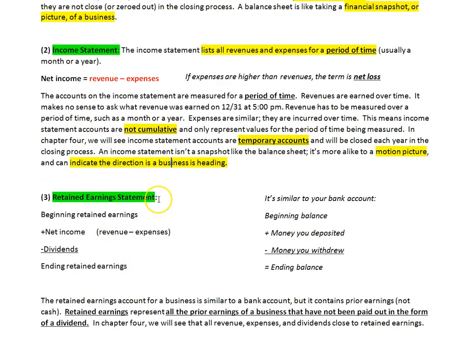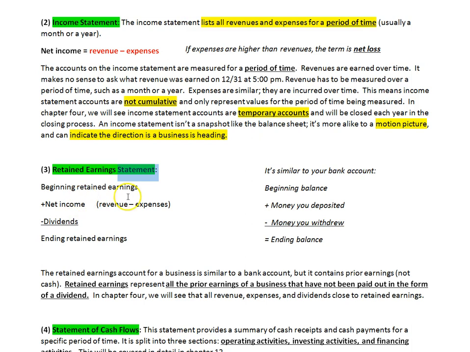The third one is the retained earnings statement. Here's the formula for it. Let's just go through it. Beginning balance of retained earnings plus net income, remember, net income we just defined as revenue minus expenses, minus dividends, equals your ending balance of retained earnings.